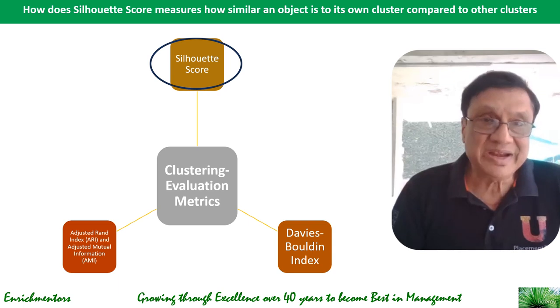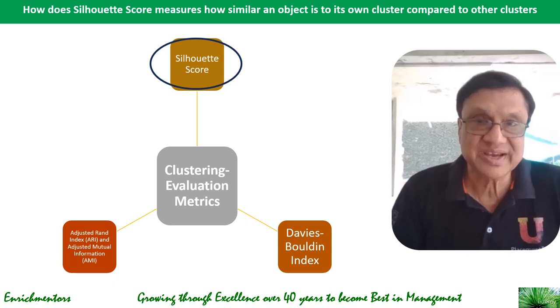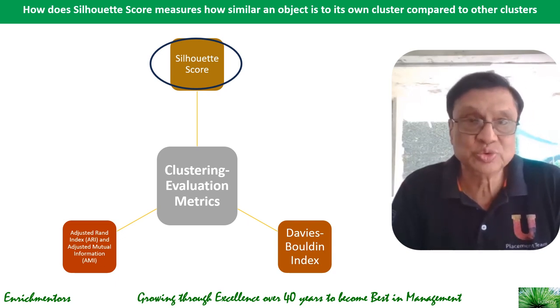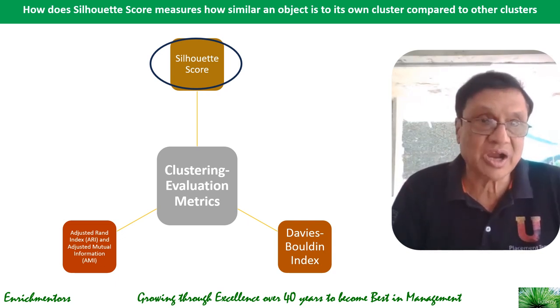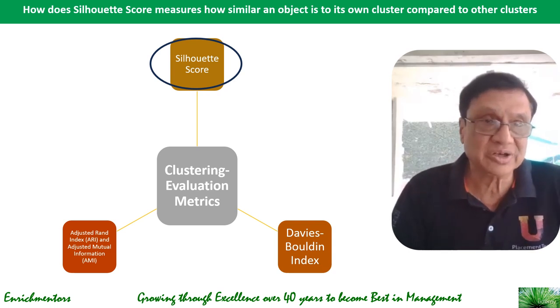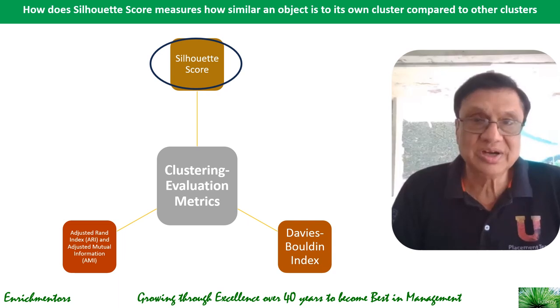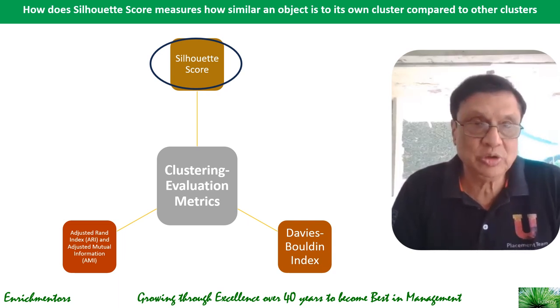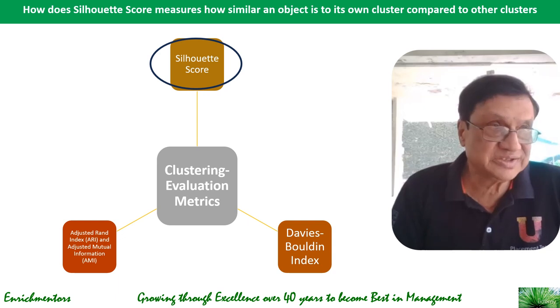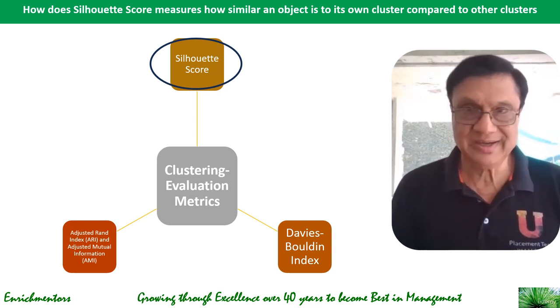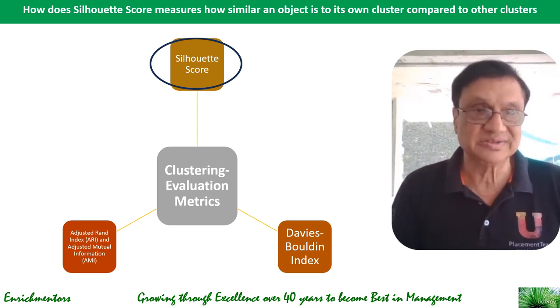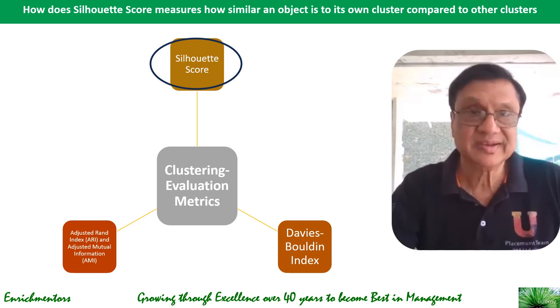It's a measurement used to evaluate the quality of clusters in a clustering algorithm. Once you do the clustering through a clustering algorithm, you can use this to measure the quality of the clusters. How good are the clusters formed by the algorithm? It measures how similar an object is to its own cluster compared to other clusters, because that's the whole purpose of clustering: the objects in a cluster should be closely related to each other. Now, how does it do that? Let's take a look.